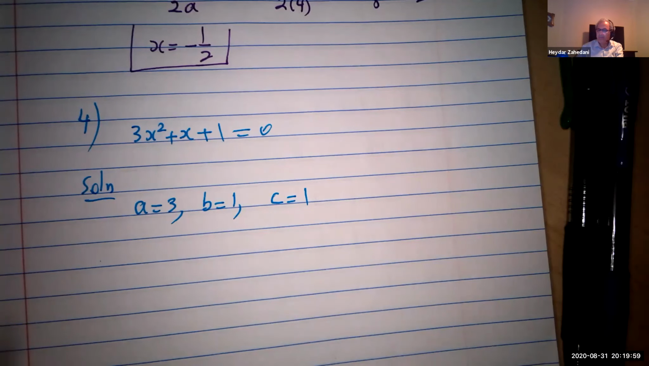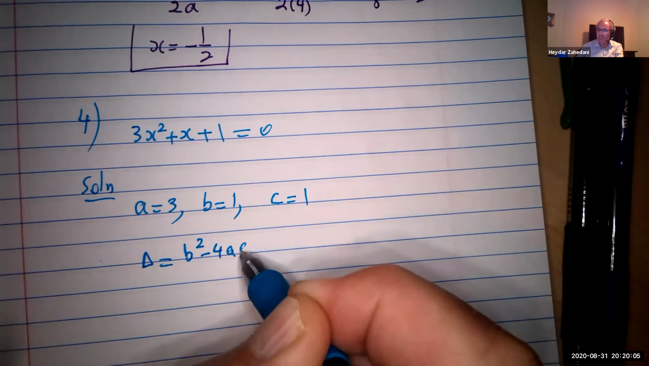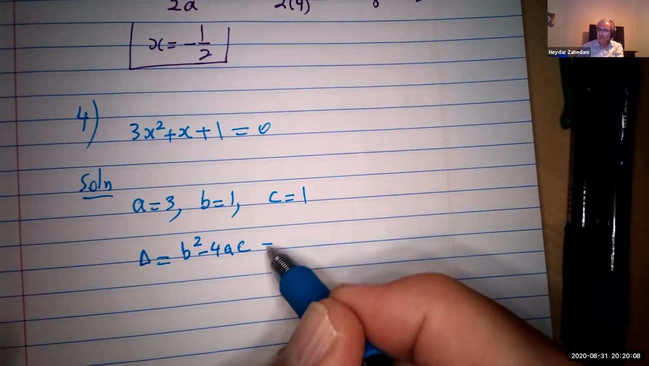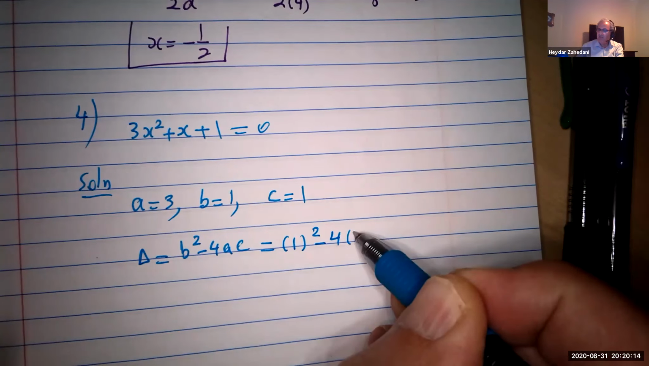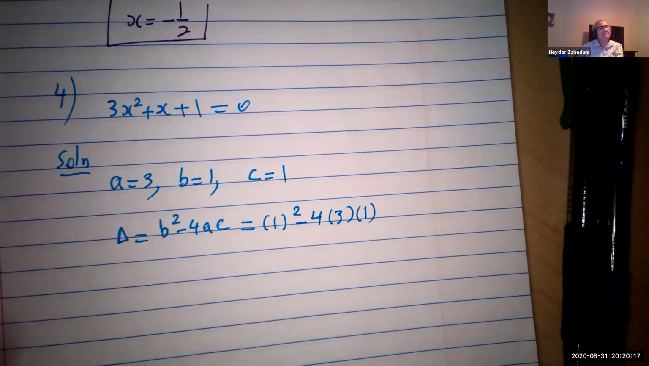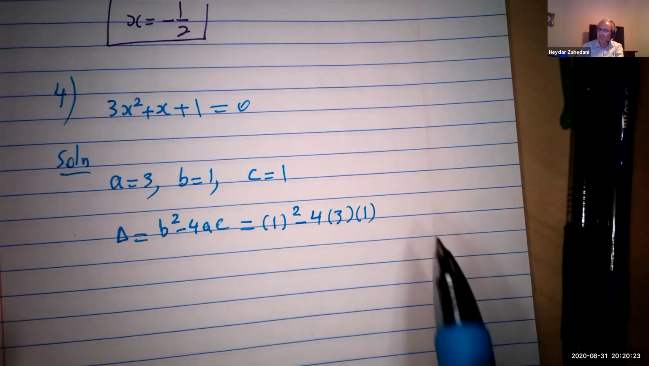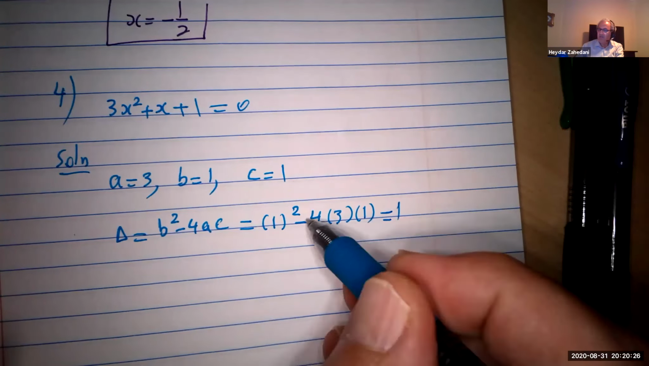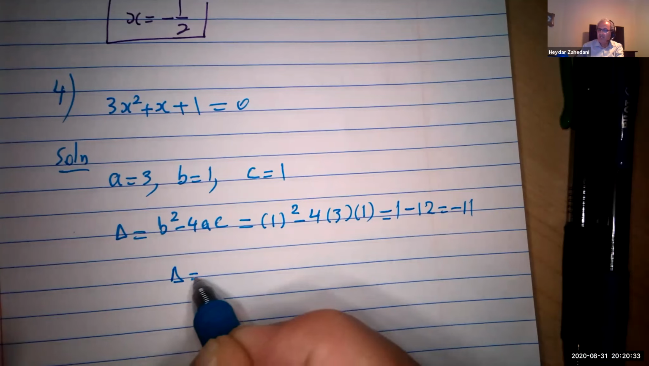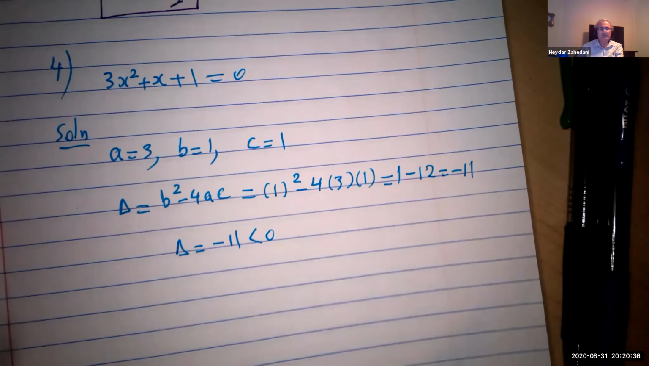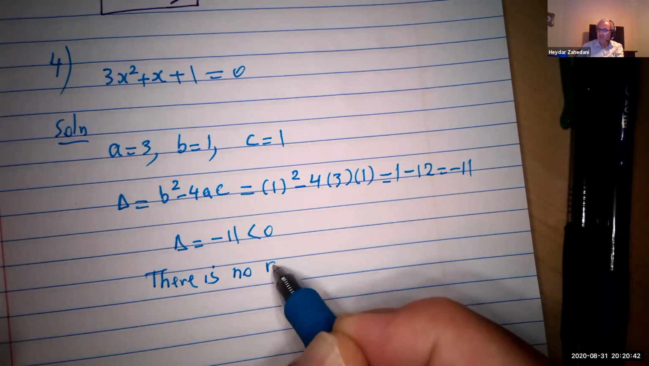Check delta. So delta is equal to b squared minus 4ac. b is 1, use parentheses, it's going to be 1 squared minus 4ac, 4 times a, 3, times c, 1. So 1 squared is 1, so that gives you 1, minus 12, which is equal to negative 11. So delta is negative. So you stop, there is no real solution.